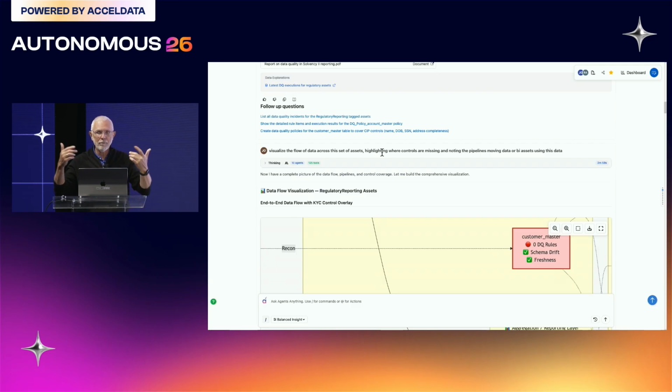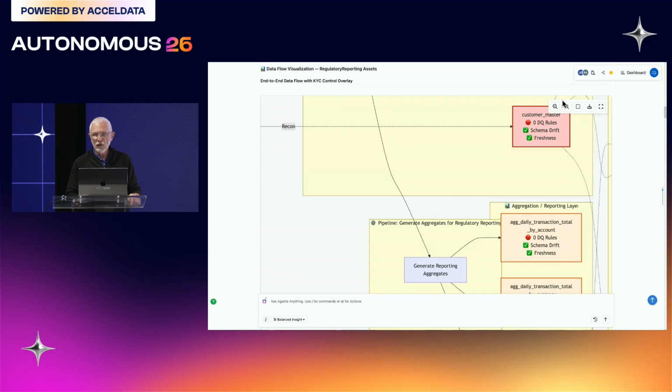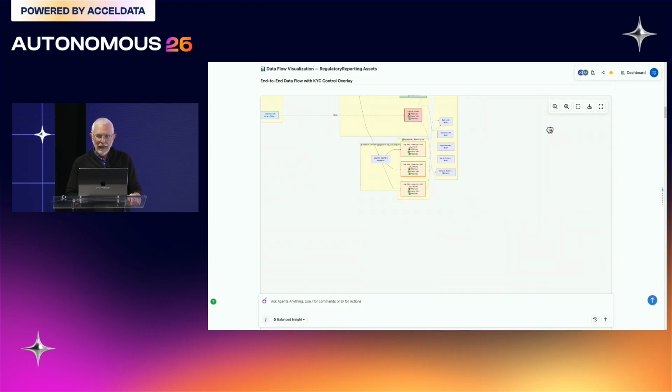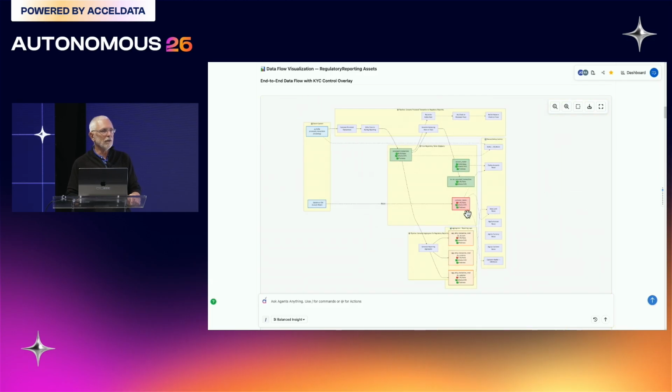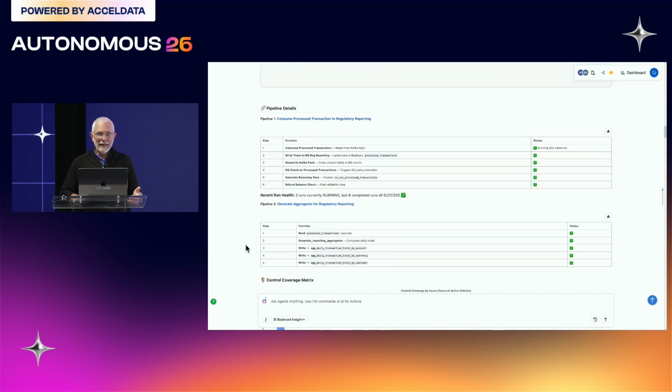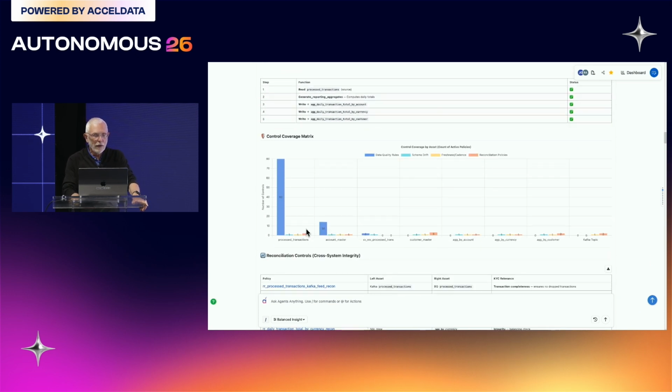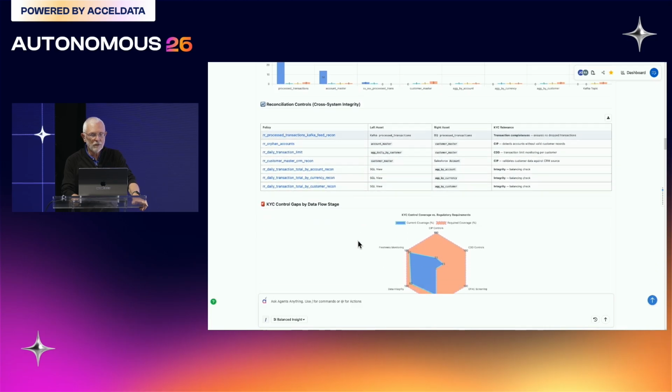Build a visual map for me, including the pipelines, the data engineering pipelines that are moving and populating this data, right? So now it visualizes this flow for me. I'll zoom out a little bit. And it's highlighted where the critical gaps are, right? So now, without having prior knowledge of everything in this complex ecosystem, it's driven in and given me a view of how all these pieces come together, right? It's again highlighting where gaps are, where I do have controls, where I don't have controls.